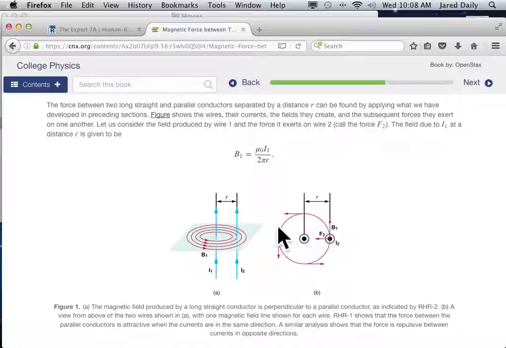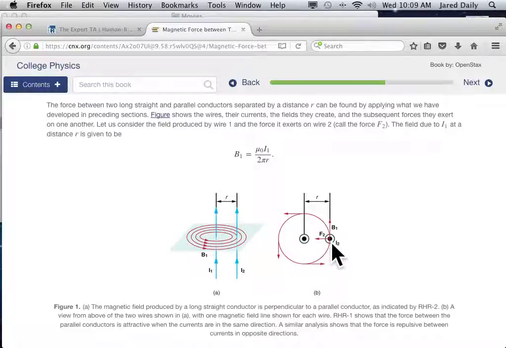So here's the top view of this. We have the first wire right in the center of this circle, and this circle represents the magnetic field going around this first wire. At the second wire, we have a magnetic field that is pointing up, and we have a current that's coming out of the page. So we put our thumb in the direction of the current, our hand goes up for the right-hand rule, and the force is towards the other wire.